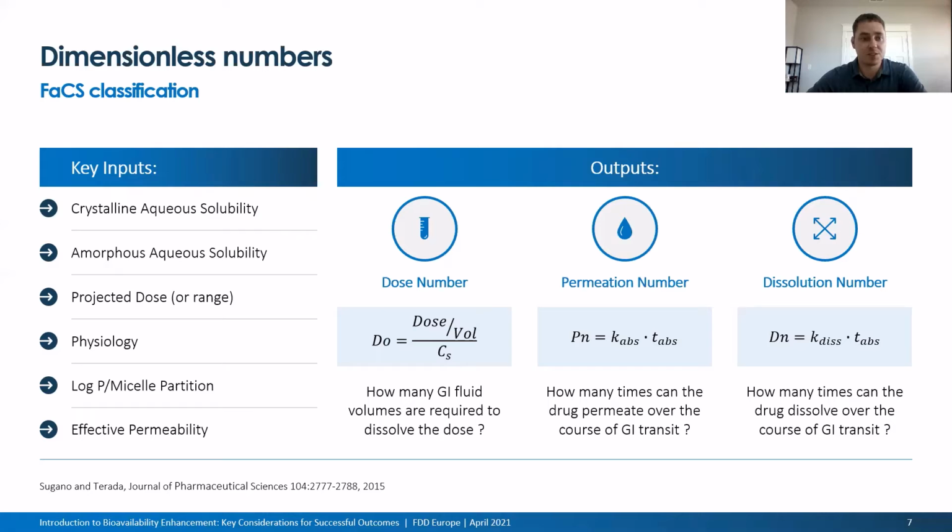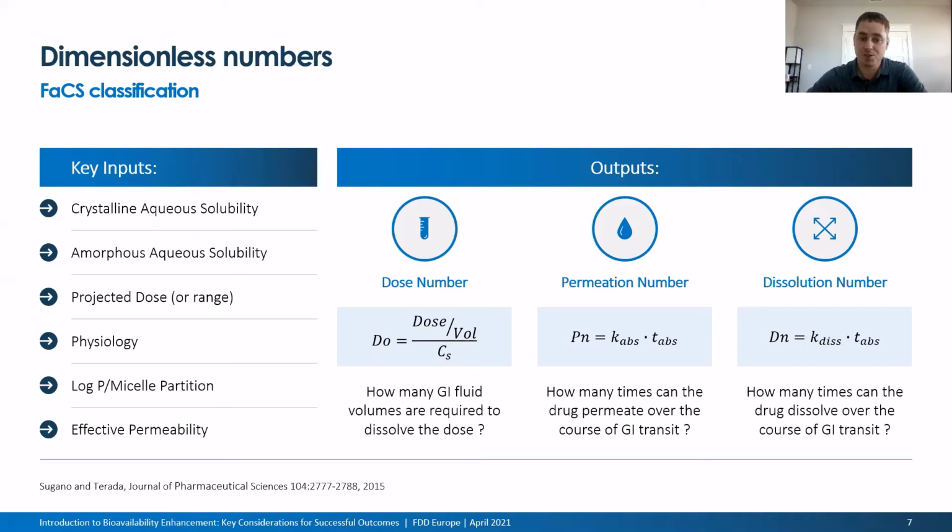So starting with the dimensionless number calculations. These are calculations that you can make with routine data inputs that you would generate at the outset of a program. So solubility measurements of the crystalline or potentially the amorphous form if you're going to pursue an amorphous formulation, projected dose range and physiology or species, as well as estimations for permeability or biorelevant solubility. And you calculate things such as the dose number, the permeation number, and the dissolution number.